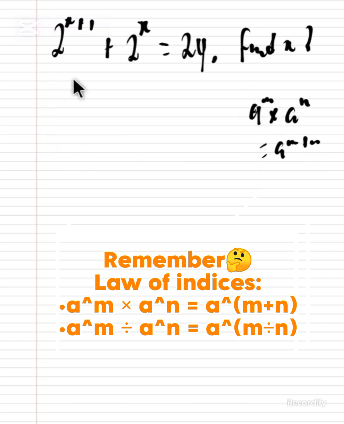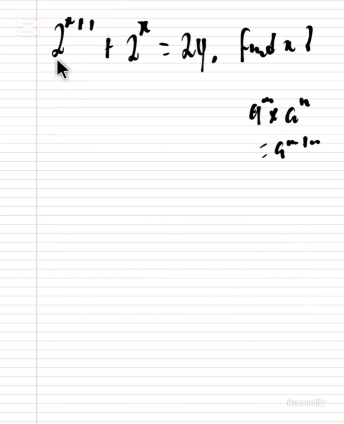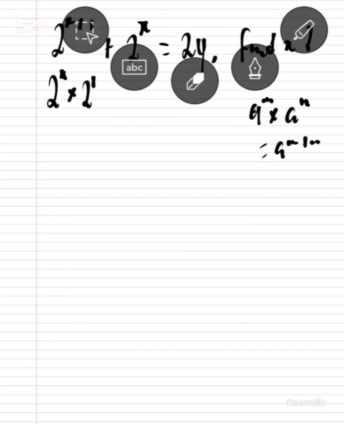So that means this one will also have the same base. So I'm going to have 2 to the power of x multiplied by 2 to the power of 1. If I apply this law, a to the power of m multiplied by a to the power of n, this will give me a to the power of m plus n. This is the same thing as 2 to the power of x plus 1. Okay, so I hope you understand this concept now. Let's move on.